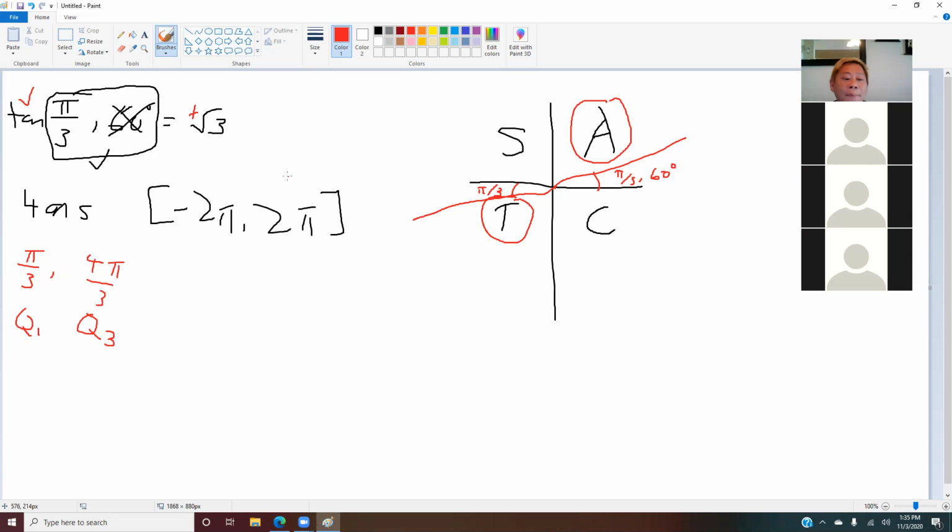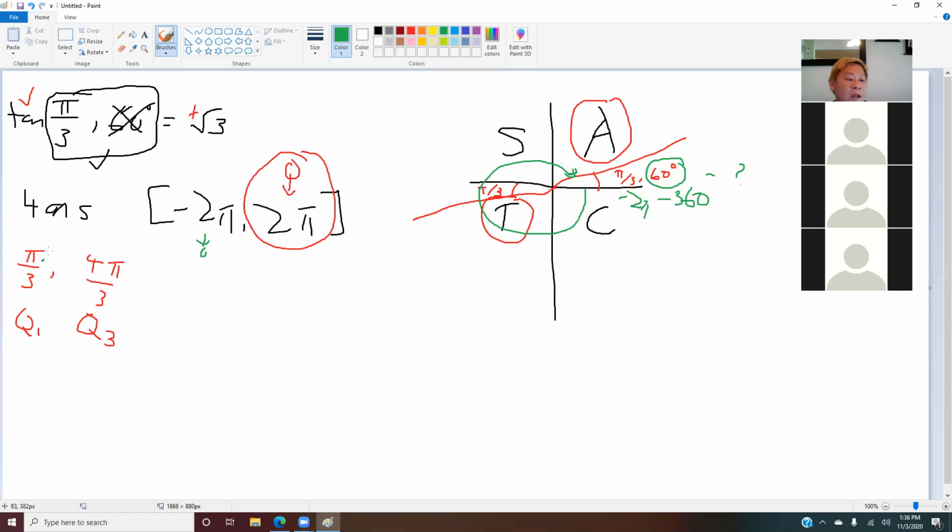Now this only happens from 0 to 2 pi, so that's why you only get 2 answers. The other 2 answers are from negative 2 pi to 0, the negative part. So how do you figure out the negative part? If this is 60, how do you figure out the negative of this? You have to go clockwise, right? And how do you figure this angle going clockwise? You subtract 360. Or, in radians, we subtract 2 pi.